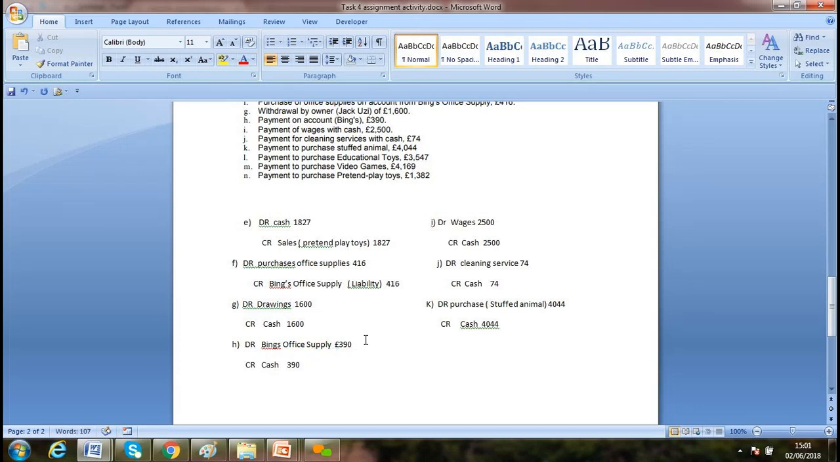Next transaction is educational toys. L. So L is payment to purchases, yes? Again the same thing, but different amounts. Purchases, educational toys. How much was it? 3,547. And what will be the credit then? Cash. How much? 3,547.